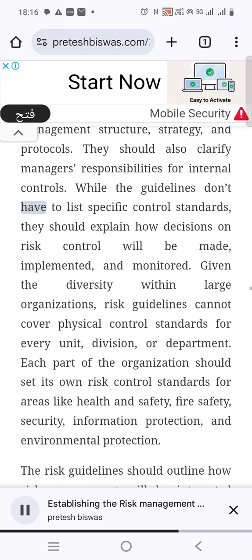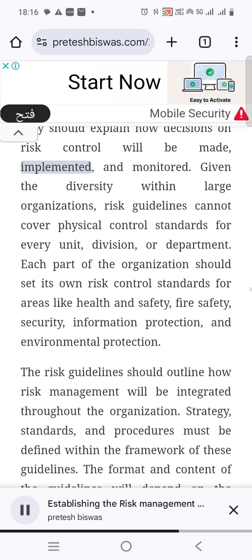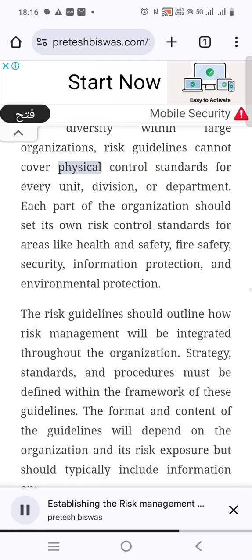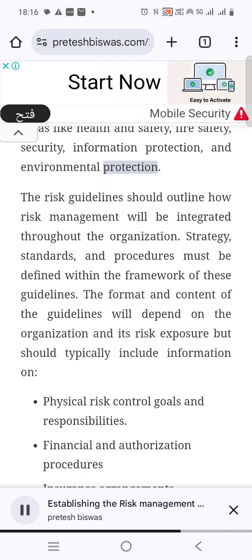While the guidelines don't have to list specific control standards, they should explain how decisions on risk control will be made, implemented, and monitored. Given the diversity within large organizations, risk guidelines cannot cover physical control standards for every unit, division, or department. Each part of the organization should set its own risk control standards for areas like health and safety, fire safety, security, information protection, and environmental protection.